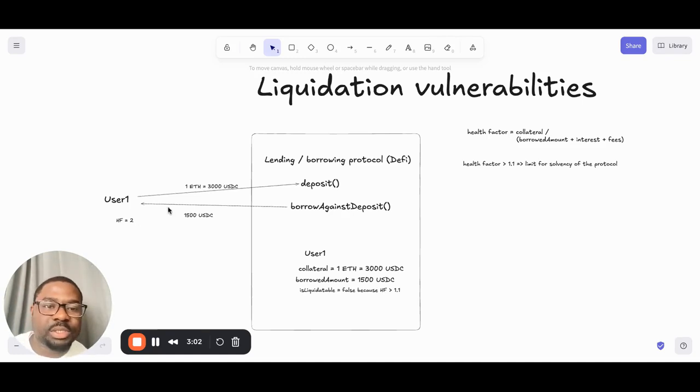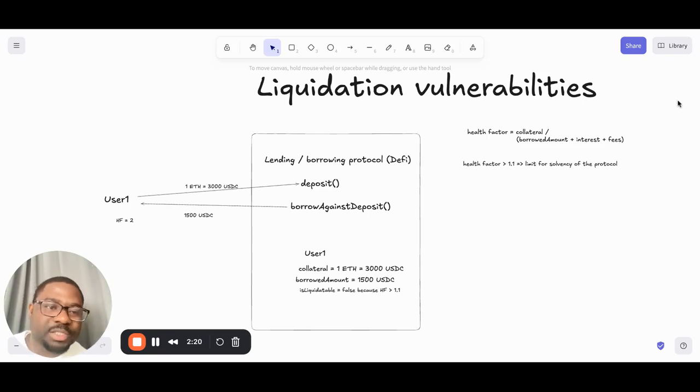The common thing is an invariant that these protocols do have, and you would have to implement such a thing in your protocol too. It may not necessarily be called health factor, but in this case, let's call it health factor. It's just to monitor the ratio of the collateral to the borrowed amount. Don't forget that the collateral itself, which is one Ethereum, changes in price with time, and the borrowed amount too would be accruing interest and fees.